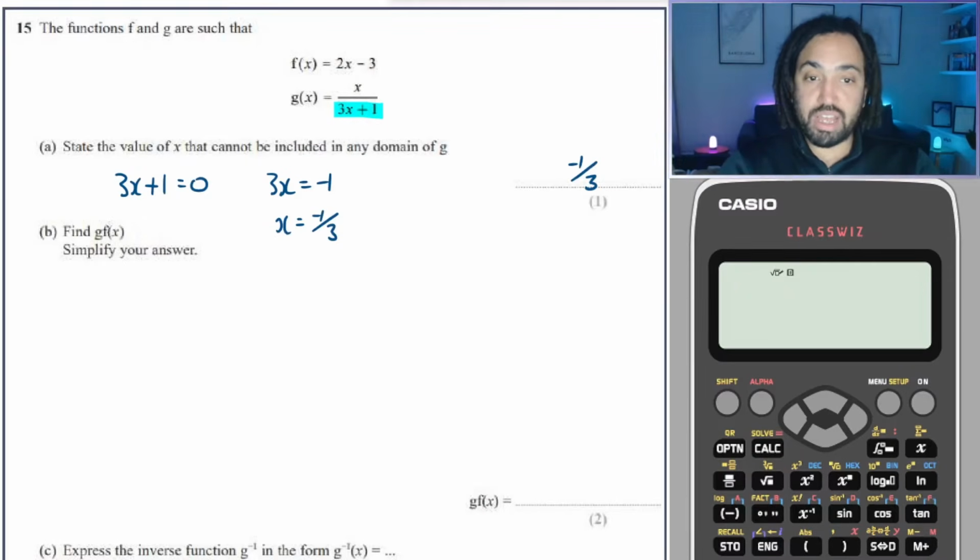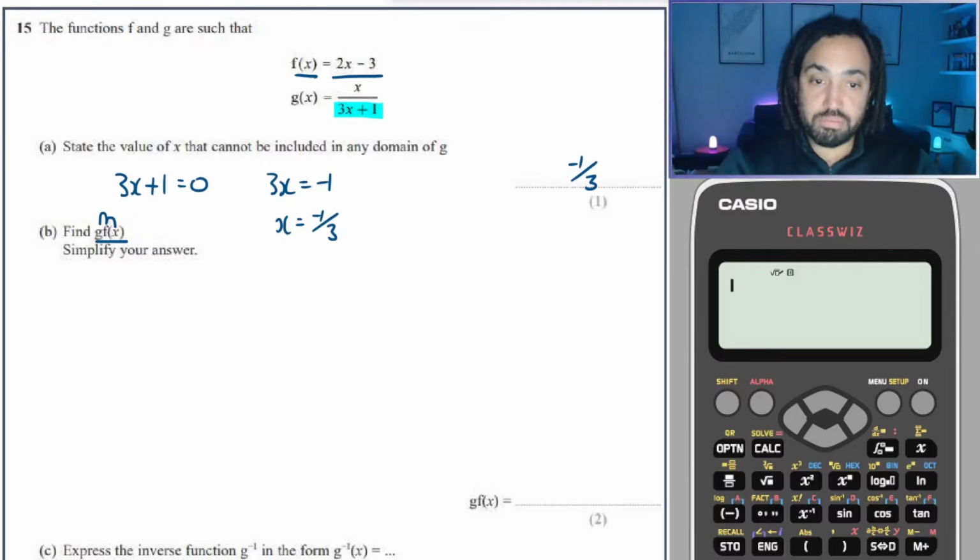Find g of f of x. Okay, so what we need to do is put x into f and then put that into g. Well, x into f is just f of x, so we know that already. And then we have to put all of this into g.